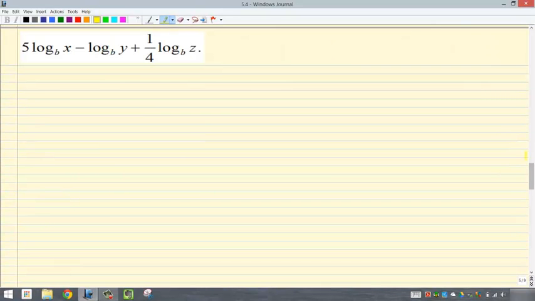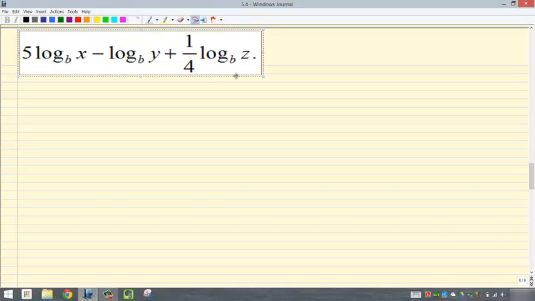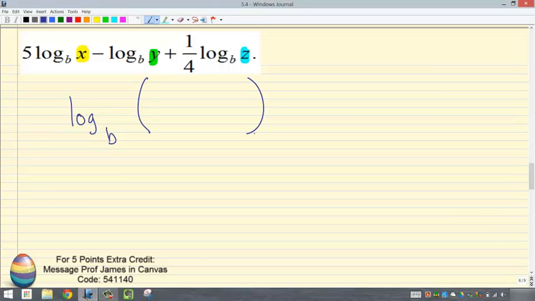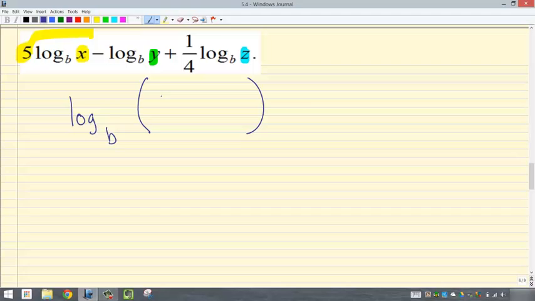Now let's run it the other way. Let's take an example of something that is multiple logs and condense it down to a single log. So again, you're going to notice I got an x here, a y here, and a z here. So there are 3 components to this. They're all log base b, so that's good. Log base b of, and then just handle them one at a time. You're going to take the 5 that's out in front of the x and make it a superscript, so that's x to the 5th power.